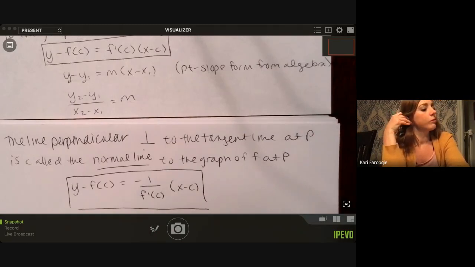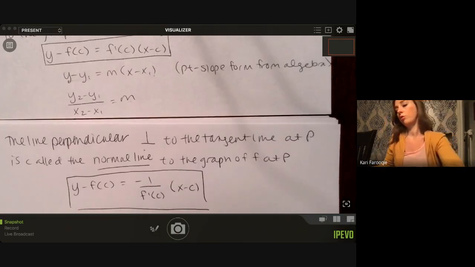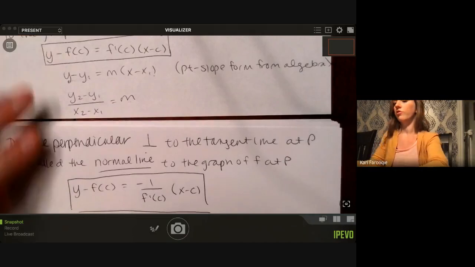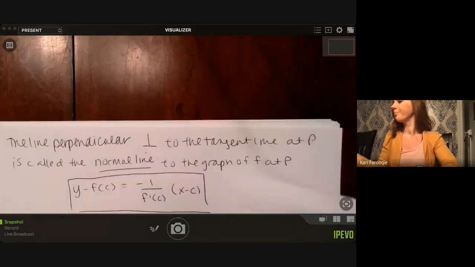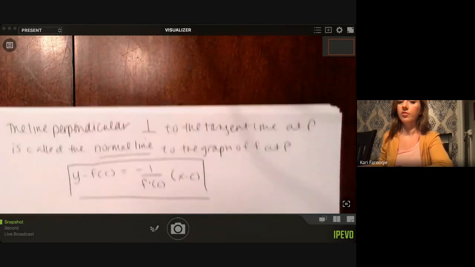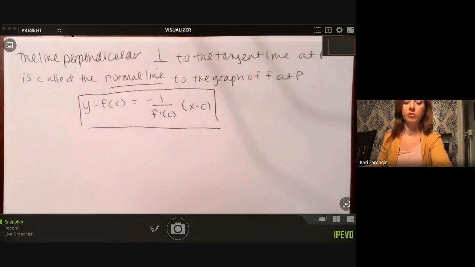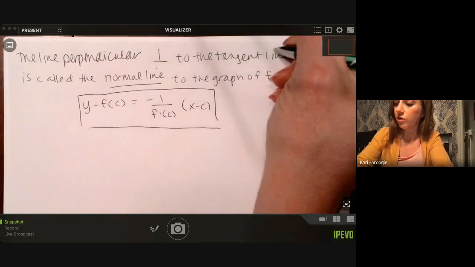We're not really going to be using the normal line in this class. Honestly, you might not even use it again until Calc 3. I can't even think of an instance where you use it, which is why I don't know why they emphasize it, but that's okay. It's really not that hard to find, so we'll just do it.